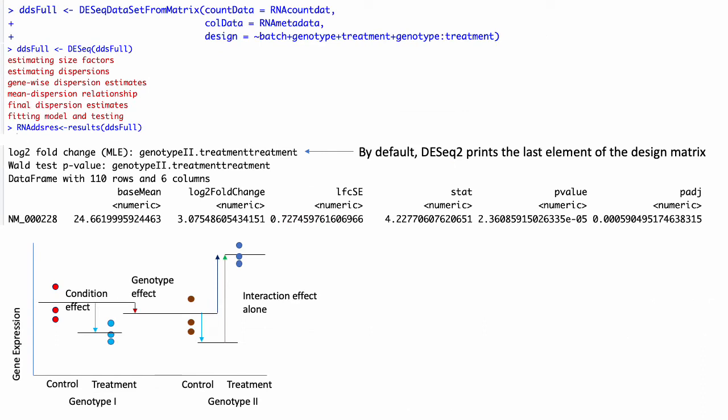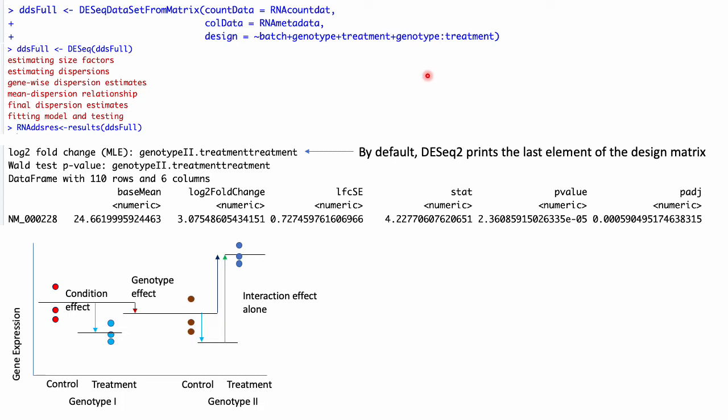Here's what that will look like in practice. We run DESeq2 as before with the expanded design matrix. Our reported fold change and p-values are now for the interaction effect by default, as it's the last term in our design matrix, although the other comparisons are available using a contrast.